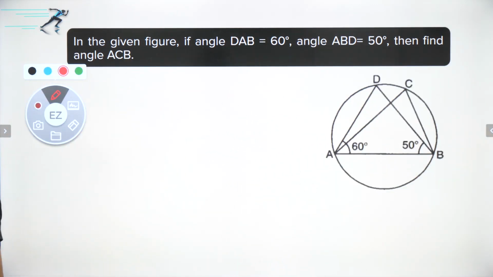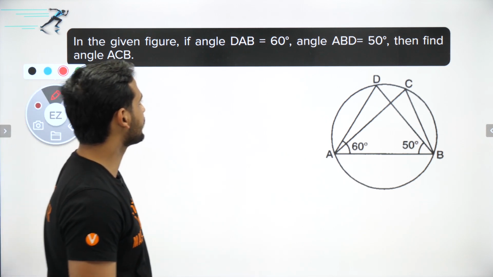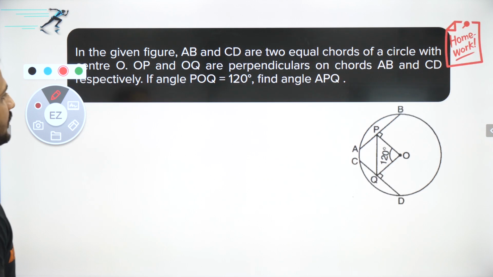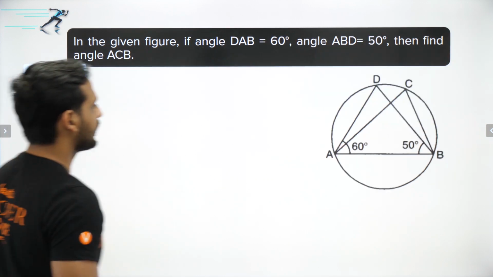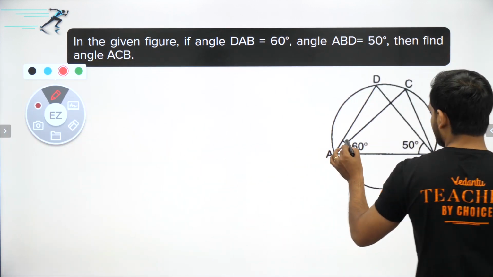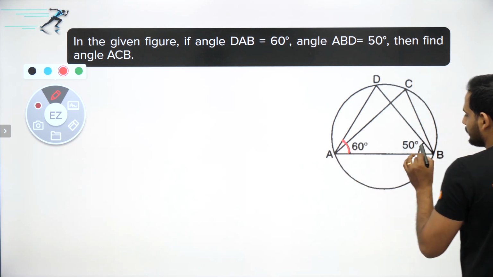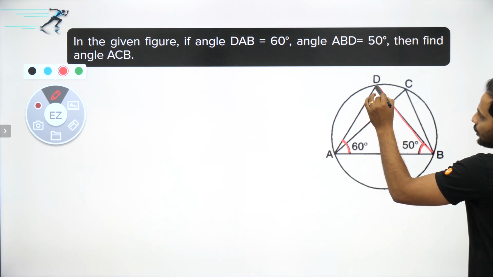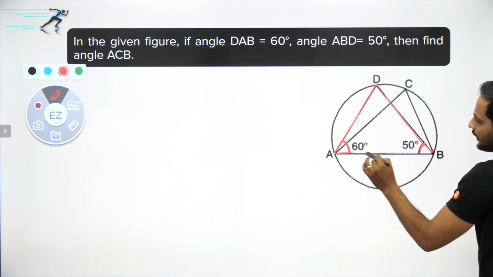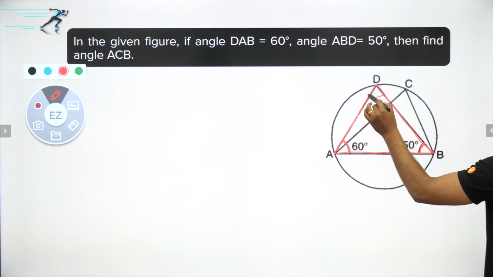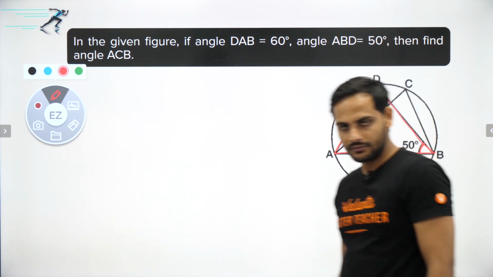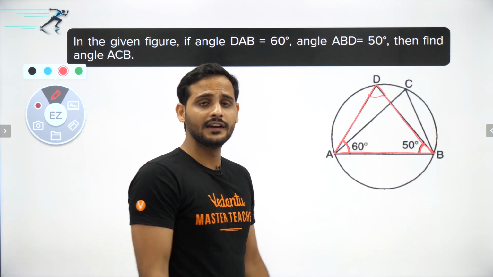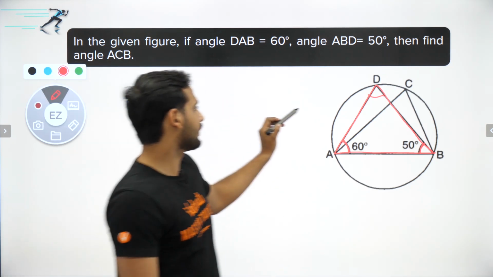The next question is, in the given figure, angle DAB is equal to 60 degree, angle ABD is equal to 50 degree, then find angle ACB. Okay, so now again very easy bacho. This angle they have given is 60, this angle is 50, so I can clearly tell what will be the third angle in this triangle. So the third angle in this triangle will be 60 plus 50 is what? 110. And 180 minus 110 is 70 degree.